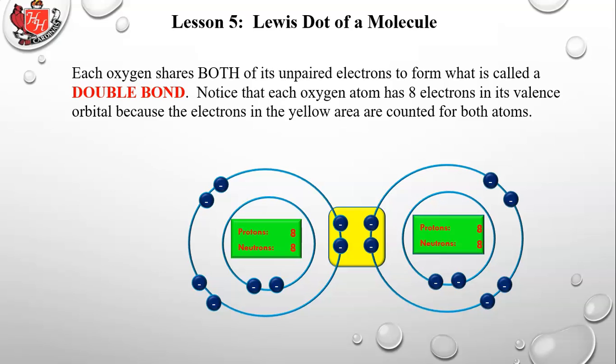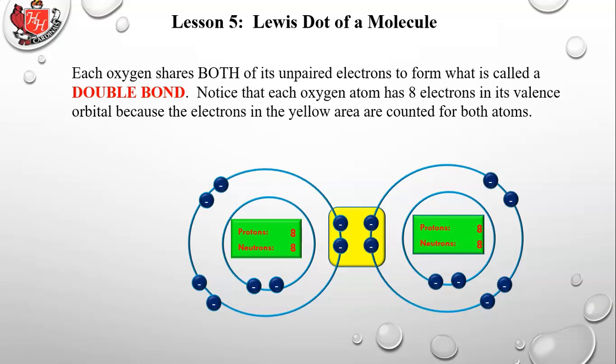Each oxygen shares both of its unpaired electrons to form what is called a double bond. Notice that each oxygen atom has 8 electrons in its valence orbital because the electrons in the yellow area are counted for both atoms. So the oxygen on the left has 4 valence electrons way over on the left, and then it has the 4 that are in the yellow area.